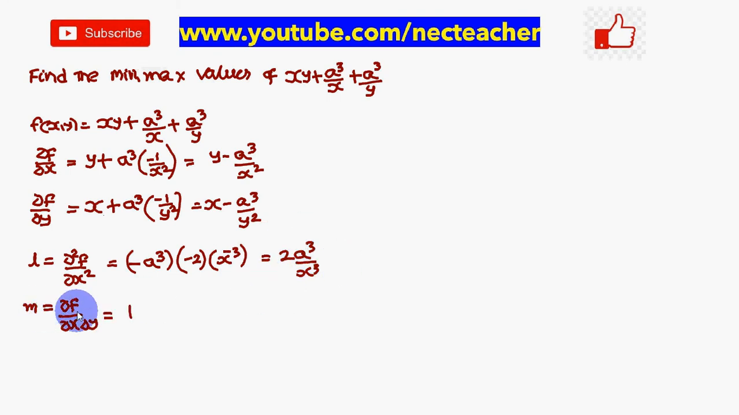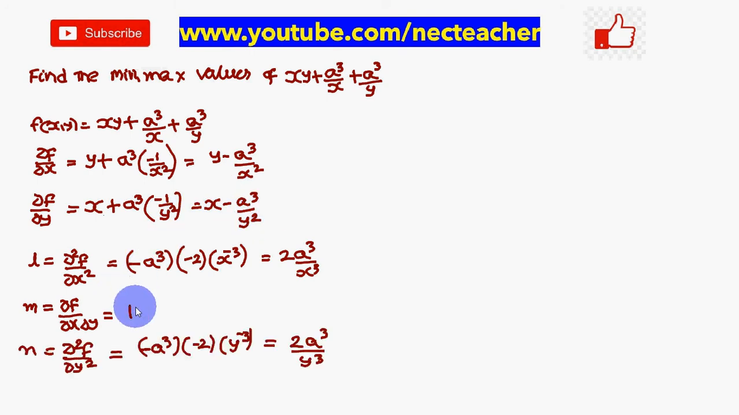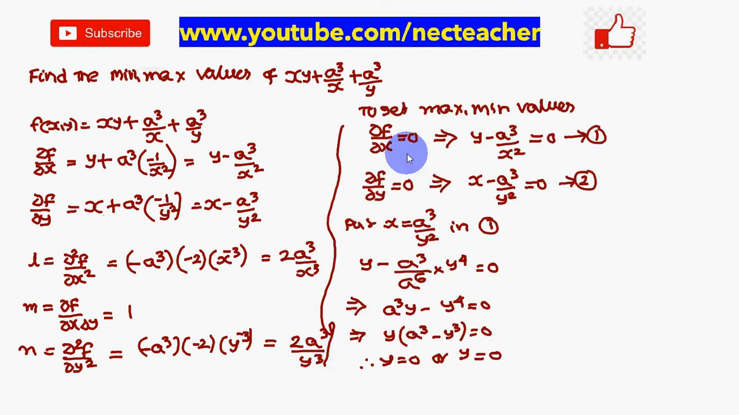Similarly dou square f by dou x dou y. That means you have to differentiate dou f by dou y with respect to x. That means y is a constant. Therefore a cube by y square is 0. Therefore the x differentiation gives 1. Similarly for the other term you will get 2a cube by y cube. So the first and second equations are equated to 0.